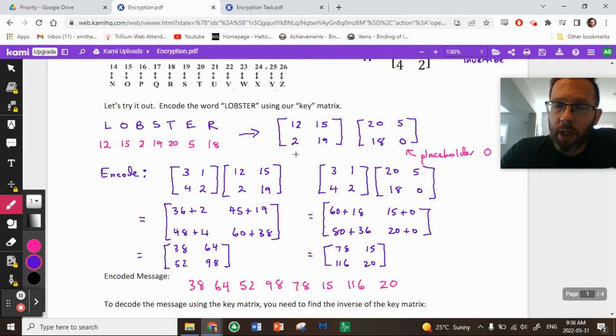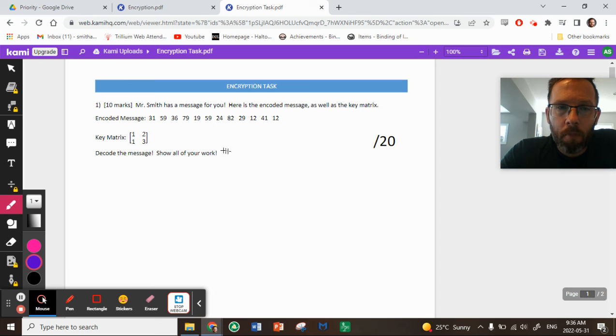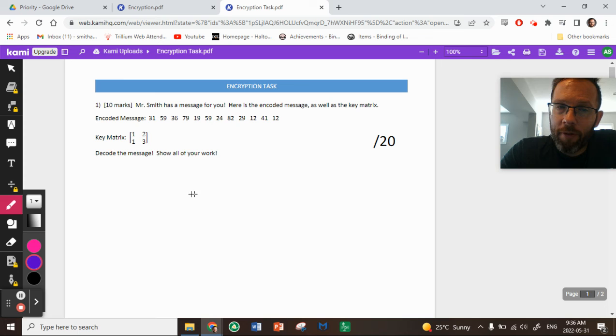So what I have you guys working on now is an encryption task. I actually have that brought up here. I've encoded a message for you, and I've given you the encoded message, and I've given you the key matrix. So you have to decode the message.